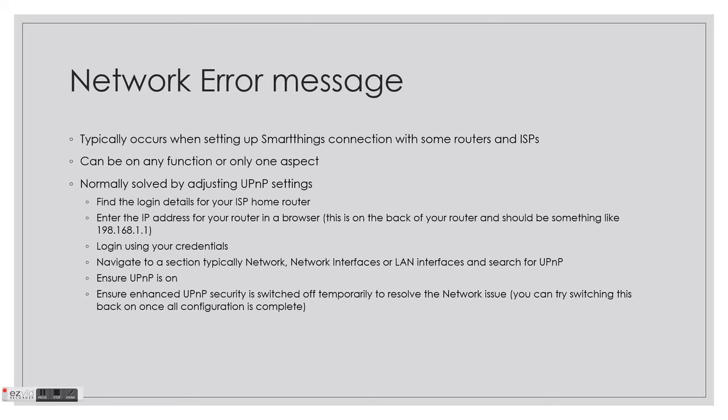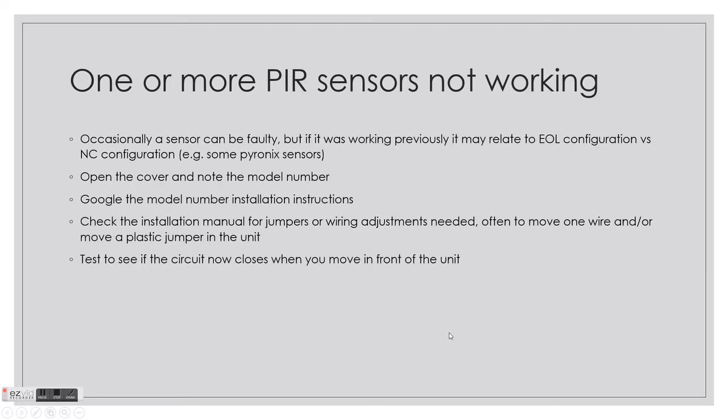So let's take a look at our next potential issue. The next issue that people have reported is occasionally one or more of their motion sensors isn't connecting successfully. This can just be one or it can be all of the sensors. Typically it relates to the configuration of the sensors that have been installed.